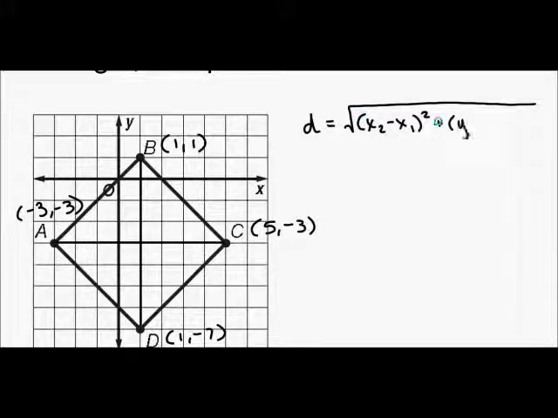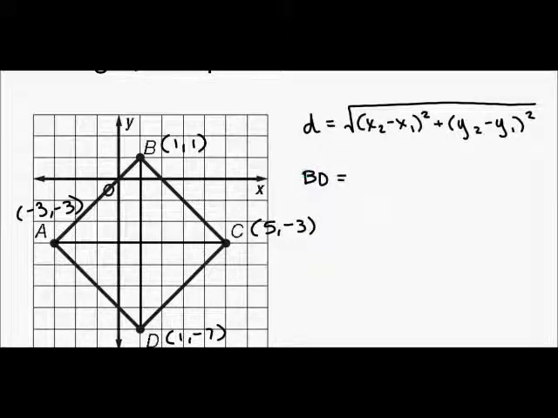So I want to know, first of all, are these diagonals the same length? Because in a rectangle, the diagonals are the same length. So we're going to use the distance formula to check that. Remember, d equals the square root of (x2 minus x1) squared plus (y2 minus y1) squared. So let's find BD first.